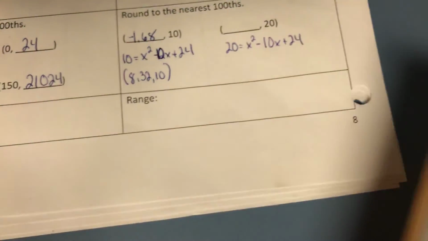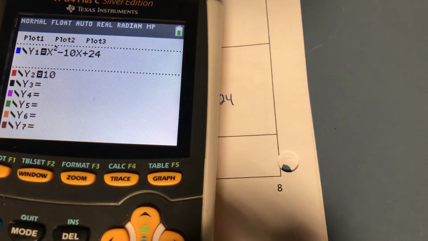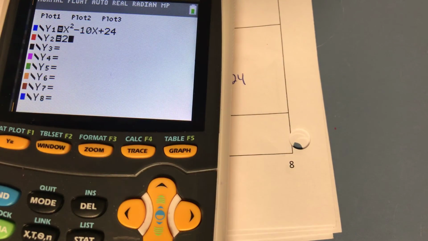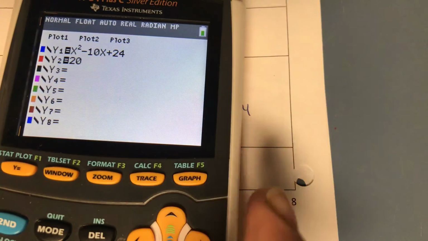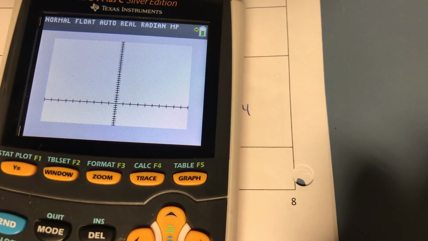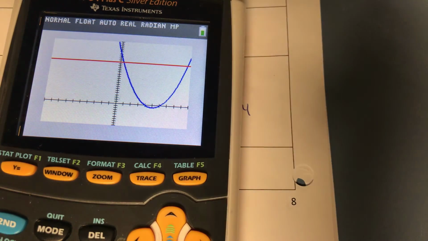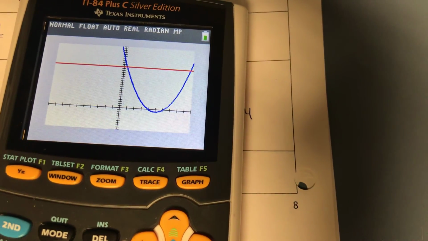And then I'm going to do this one more time with the 20. I'm going to go back to y equals and change 10 into 20. I've already set the window up for you so that you can just hit graph. And this time is about to run out, so this video will end and it will start in another clip in just a moment. Okay? So I'm going to go ahead and stop this one and start a new video.